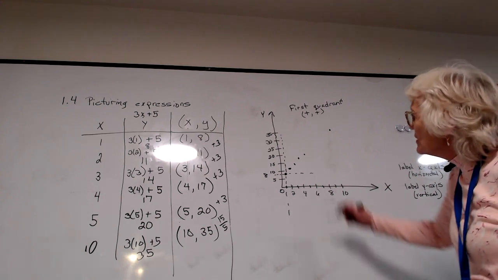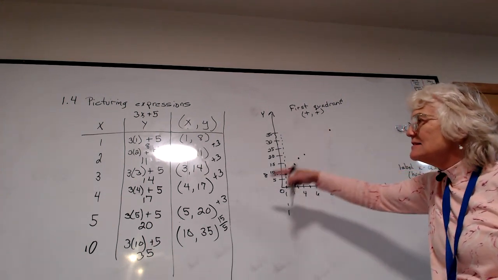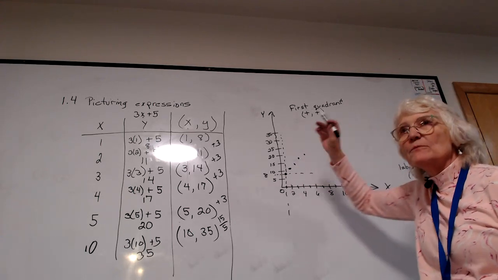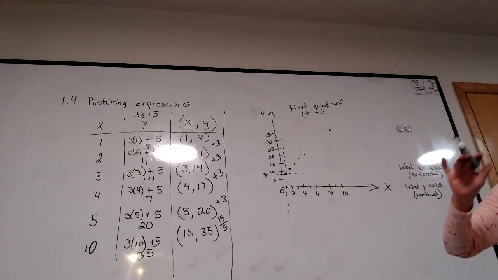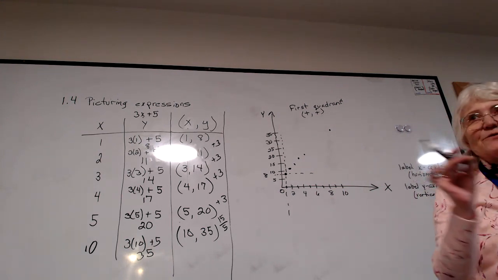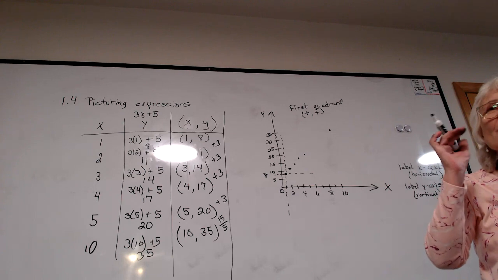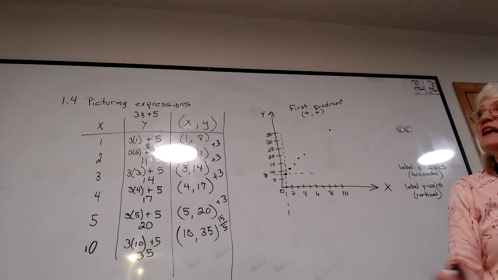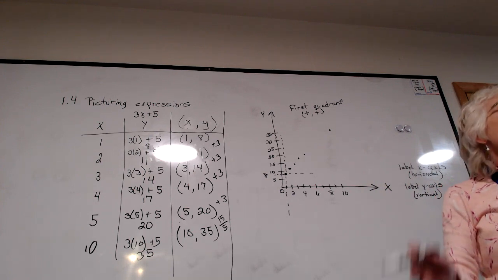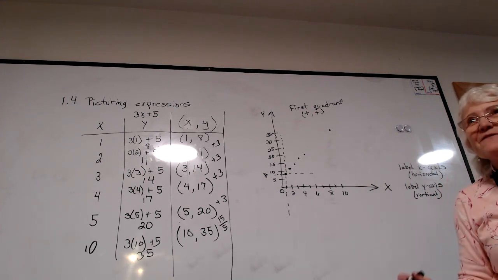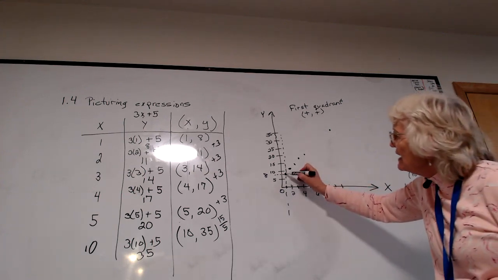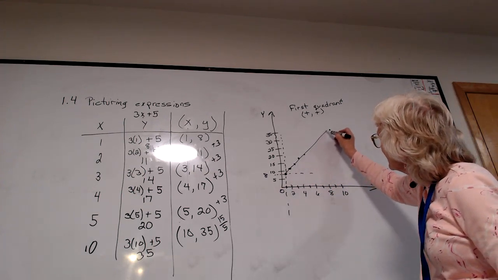Notice that because it's increasing by 3, if you put them together, they would all form a line. But we only draw the line in if we know that it's not discrete points. Okay, so you have to know what kind of things you're graphing. If they just give you 3x plus 5 and don't tell you whether it's a sequence or it's about classes or what the variable stands for, then you assume to put the line in like that.